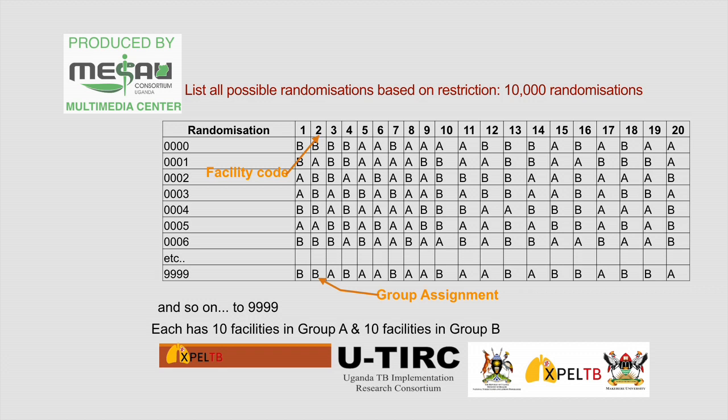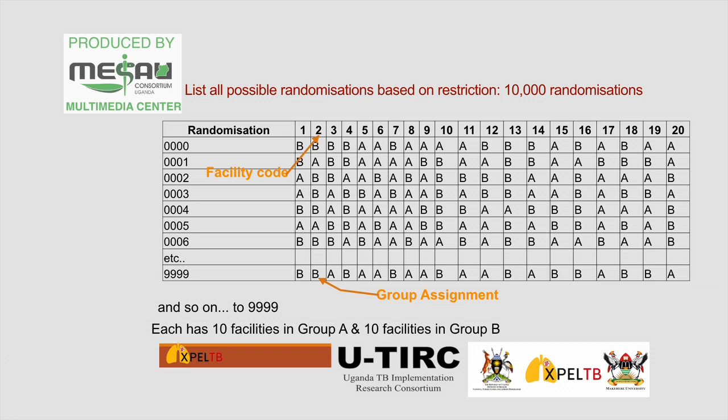So what you'll also see in this example of the Excel spreadsheet is that each row represents a separate randomization. So let's just look at the first row. It's labeled 0000, and then you see these letters, A and B. In that first row, there are 10 facilities which got an A, and there are 10 facilities which got a B. And you can see we've labeled them group A and group B at the top. Okay. So in each of these rows, there are exactly 10 facilities which have got an A attached to it, and there are 10 facilities which have got a B attached to it. And there are a total of 10,000 of those.